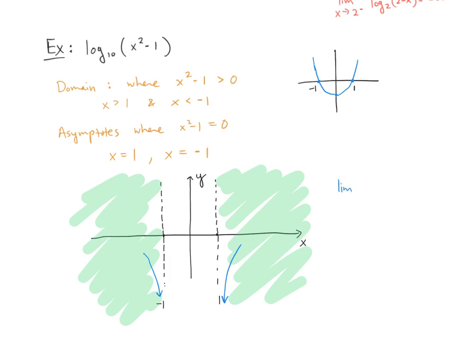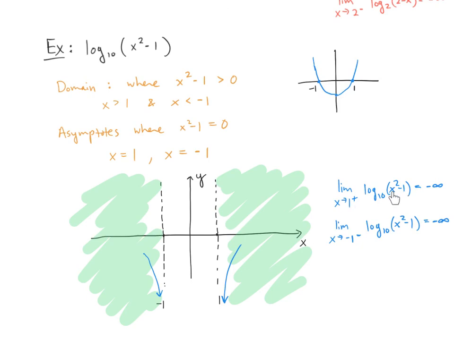So we have the limit as x approaches 1 from the right of log base 10 of x squared minus 1 equals negative infinity, because the infinite limit associated with log is always negative infinity. And then we have the limit as we approach negative 1 from the left of log base 10 of x squared minus 1 equals negative infinity. So with the log, the negative infinity, that's the easy part to figure out. The more interesting thing is figuring out how you make the approach to the appropriate point.